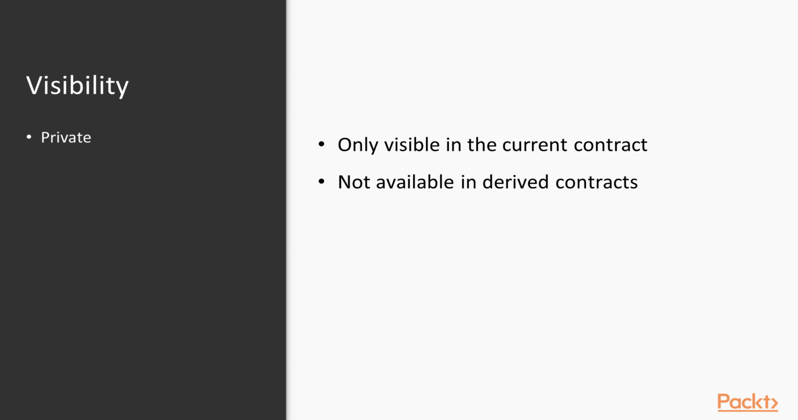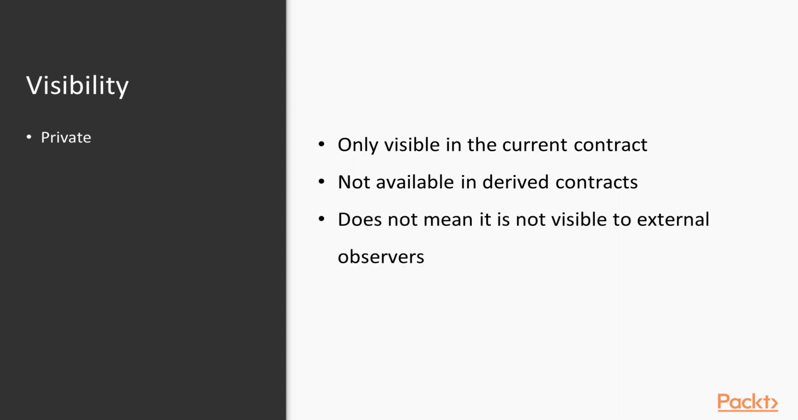And private functions are very similar to internal functions. They're available within the current contract, but they differ in the fact that they aren't available in contracts derived from this contract. It's really important to note, though, that that doesn't mean your code in private state variables and functions is private. It just means it can't be called.